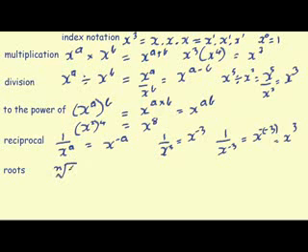Okay, the roots. How are roots signified in index notation? Well, the nth root of x is x to the power 1 over n. So if we have the cube root of x, we can write that as x to the power 1/3.